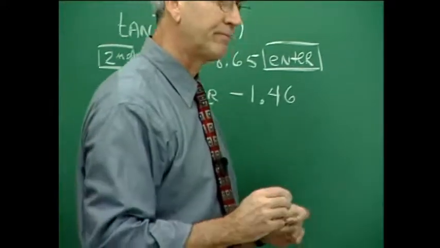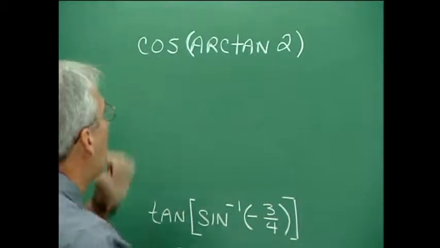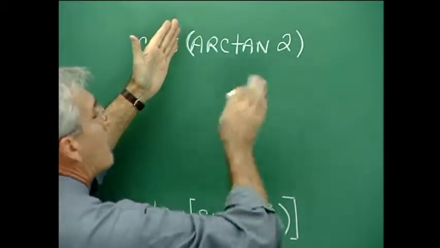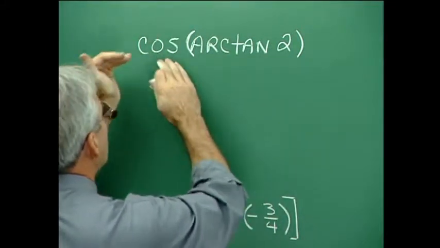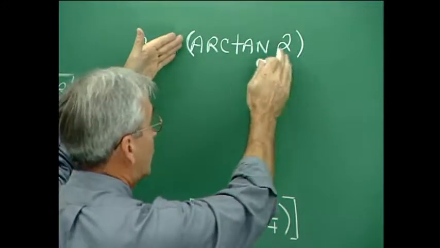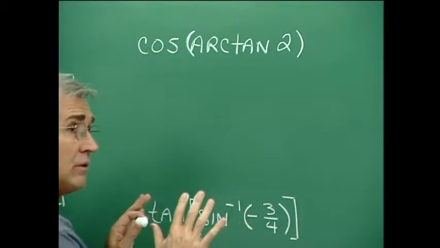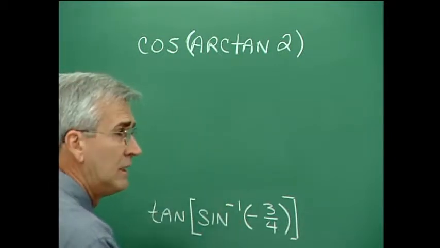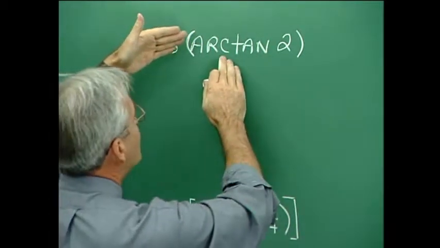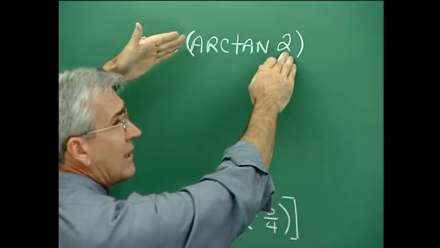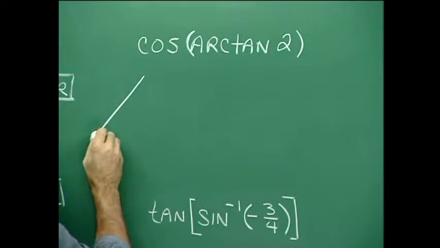This problem says the cosine of arctangent 2. Now, arctangent 2 is a request for the angle whose tangent is 2. And this is the cosine of that angle whose tangent is 2. Now, it turns out that we can make this calculation even without determining the size of the angle. You see, we can do it like this. We can say, okay, I know that the angle whose tangent is 2 is an angle in a right triangle, and I can actually compose that right triangle like this.